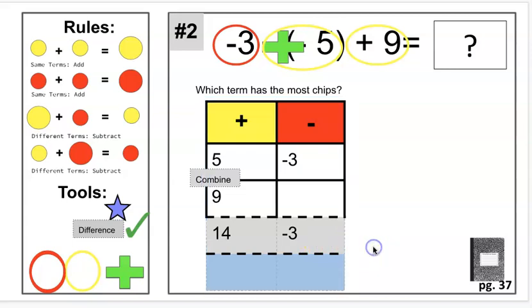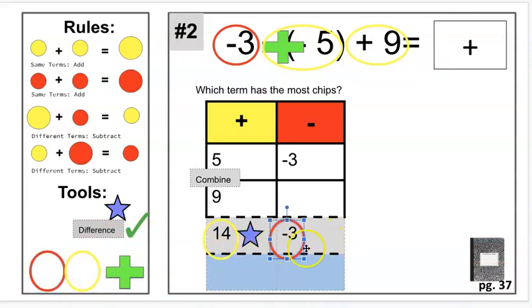Now that I have my numbers in the gray, I have made 3 numbers into 2. Okay. So I'm going to go ahead and look for which of these terms has the most chips. And I'm going to choose 14, and I know 14 is a positive number, so I'm going to go ahead and put a positive there. And I'm also going to circle my terms in the gray. So I have a +14, here's my yellow, have a -3, here's my red.